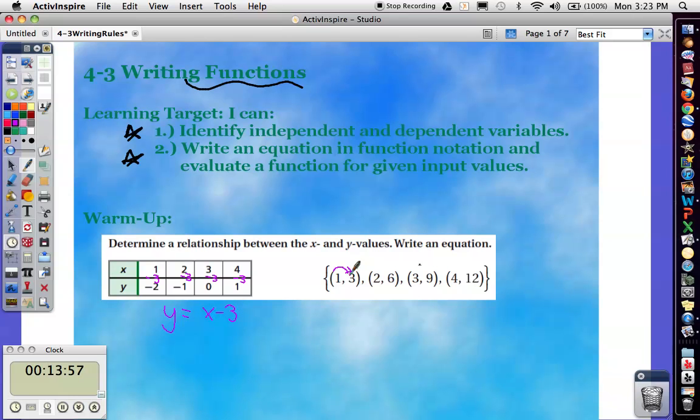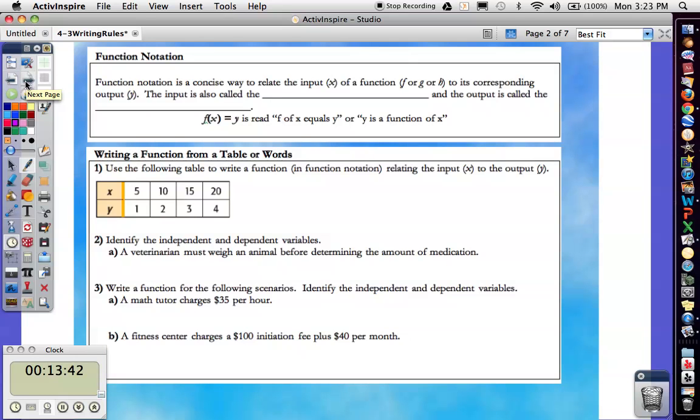What am I doing to 1 to get to 3? The same rule to do 2 to get to 6, 3 to get to 9, and 4 to get to 12. Hopefully you're saying, well, y is equal to 3 times my x value. Okay? We learned yesterday that a function is that each x value is paired to exactly one y value. Each input is paired to exactly one output.